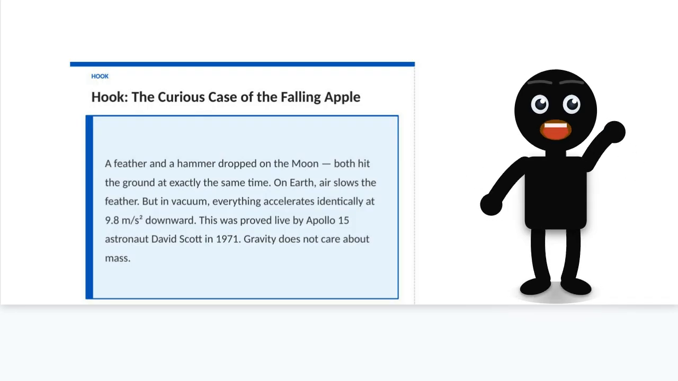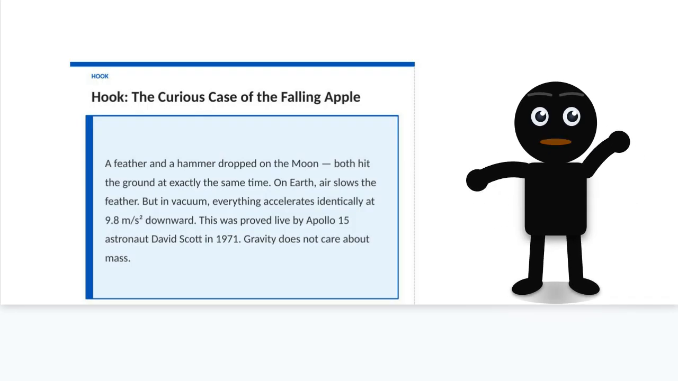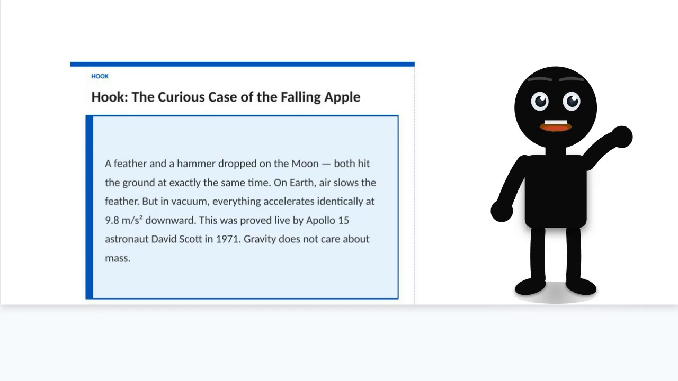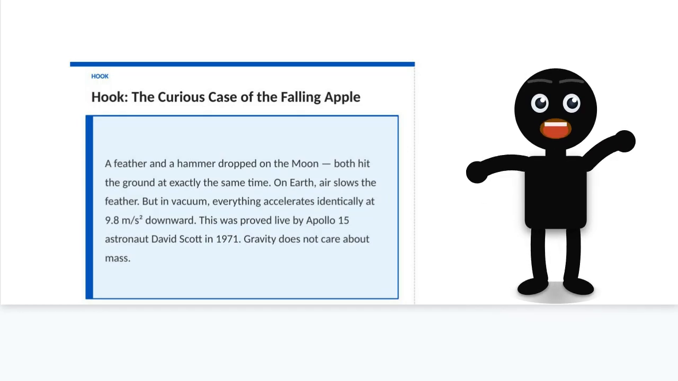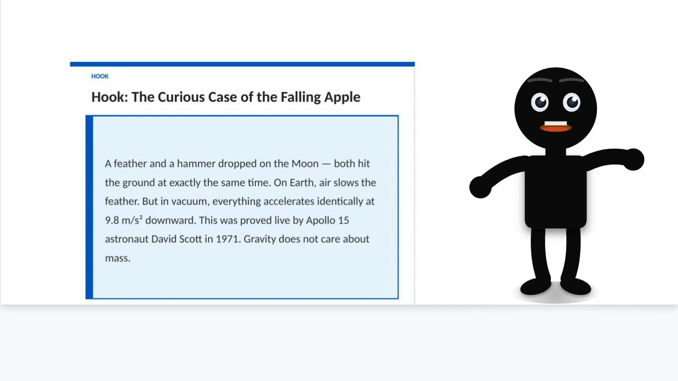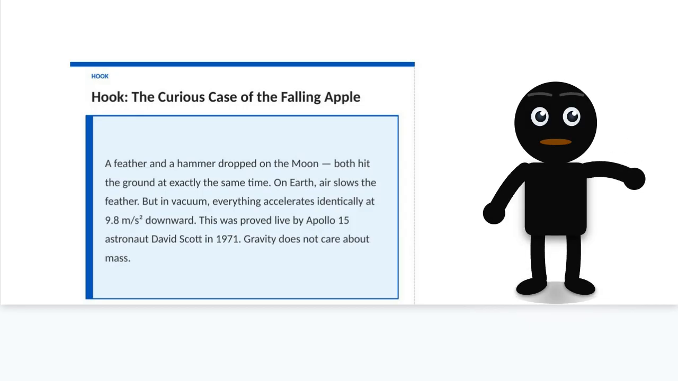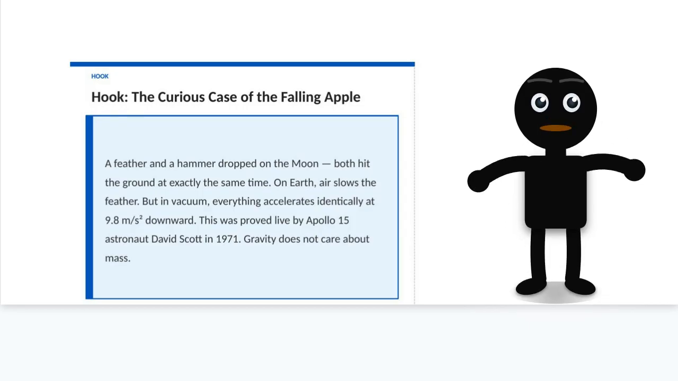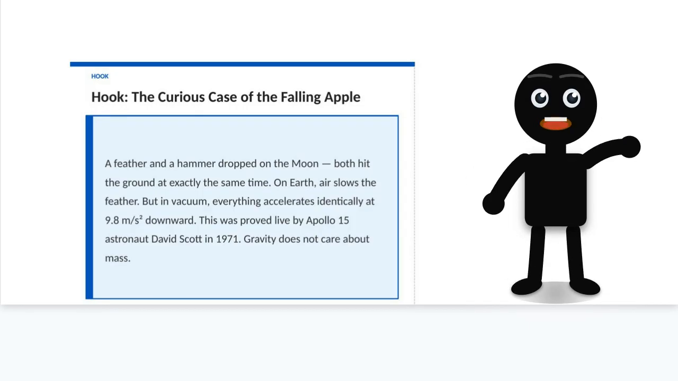On Earth, air resistance gives the feather a fighting chance. But in vacuum, both objects experience the same gravitational acceleration. This is the power of understanding acceleration precisely. It is not about how heavy something is, it is about the force acting on it divided by its mass. Today we will make this crystal clear with graphs, formulas, and worked examples.